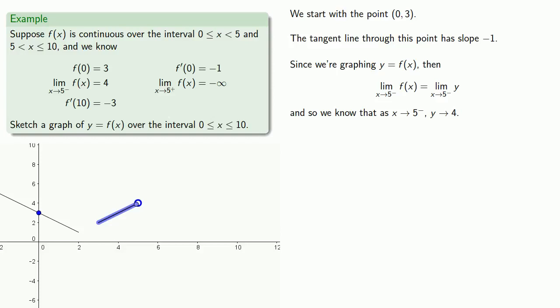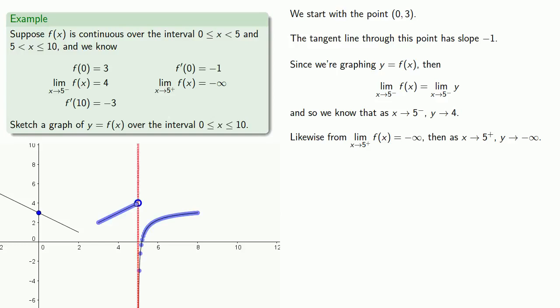And in fact, we have this other bit of information about the limit as x approaches 5. And so from this information, we know that as x gets close to 5 but stays a little bit to the right of it, y goes to minus infinity. Notice this also means we have a vertical asymptote at x equal to 5.